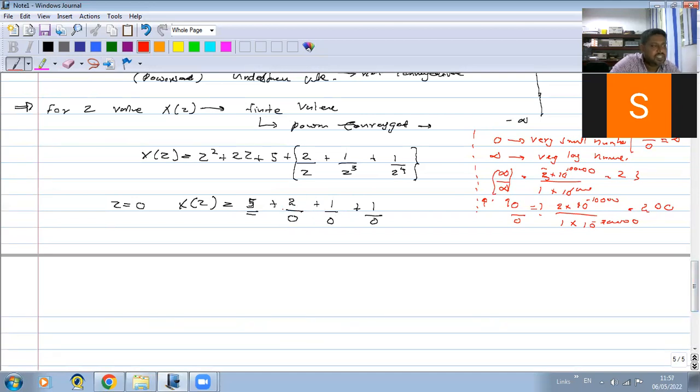So this will be infinity. These are infinity. So if you have infinity, infinity, infinity plus 5, again you will get infinity. So at z equal to 0, this X(z) gives an infinite value. So when z is equal to 0, this X(z) is not converged.